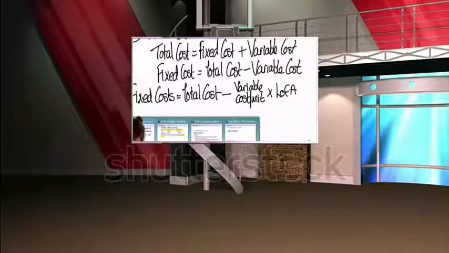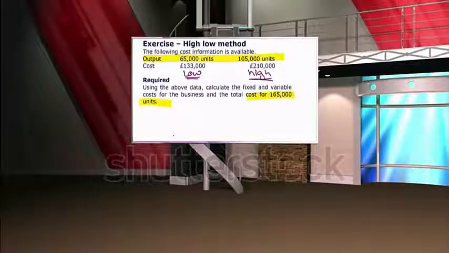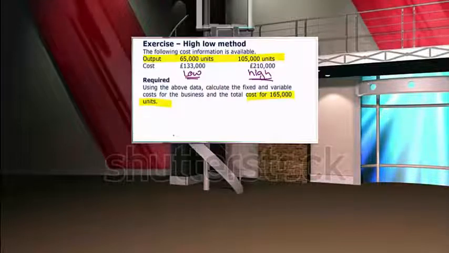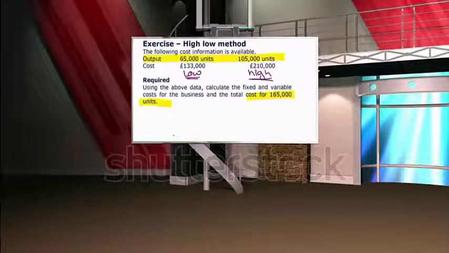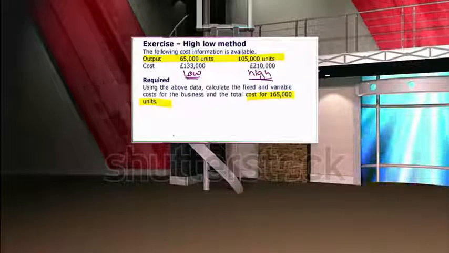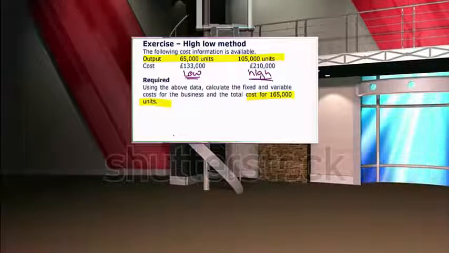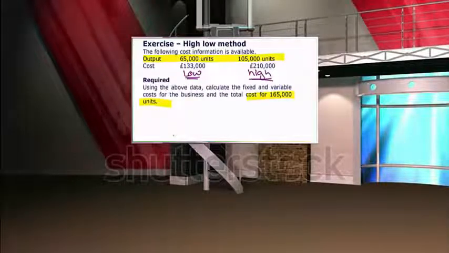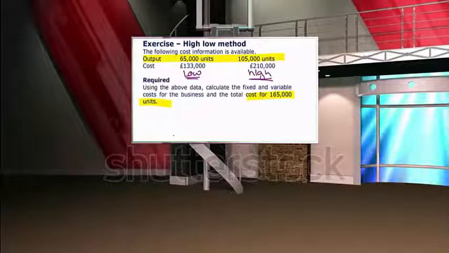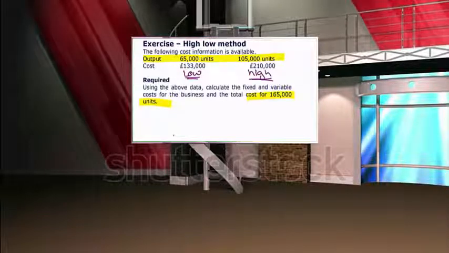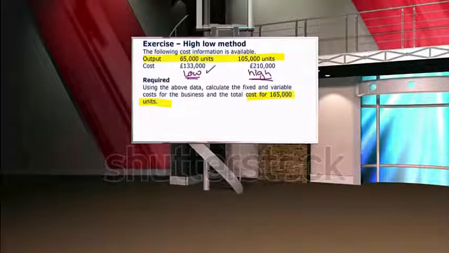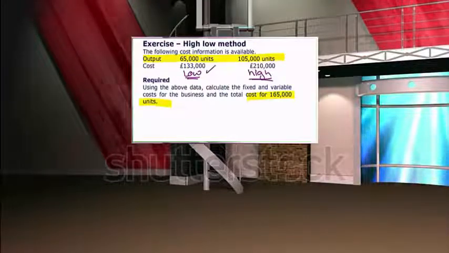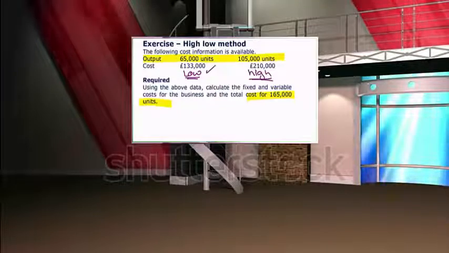Looking back at the information we were given in the question, when we're calculating our fixed costs, we can use either one of our levels of activity. Regardless of whether we look at the low level of activity or the high level of activity to do this calculation, we will get the same answer. So it doesn't matter which one we choose. I'm going to go with the low level of activity, but you can try it yourself with the high level of activity and you'll get the very same result.